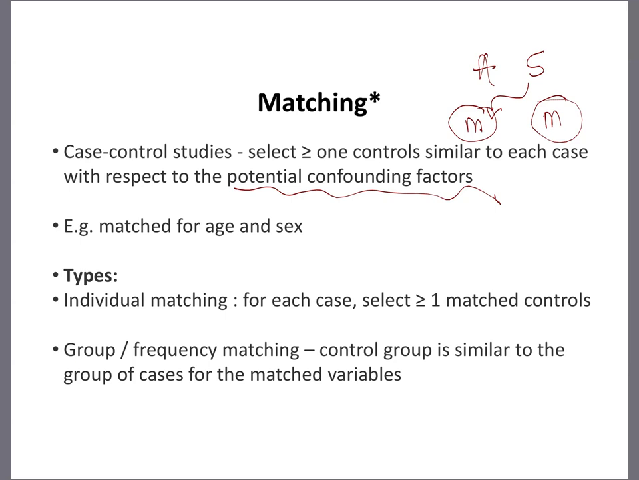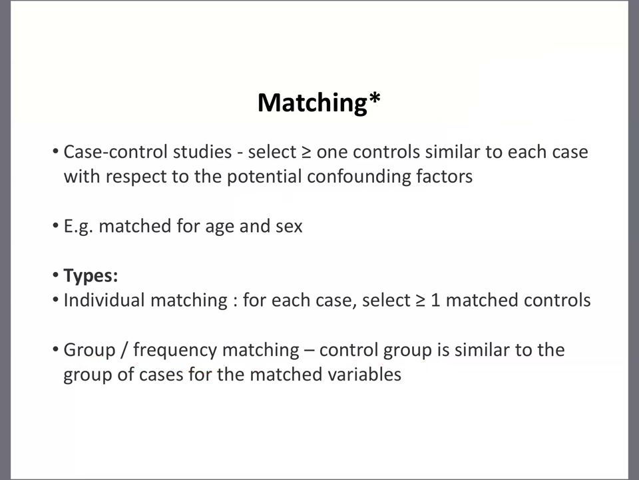You can also have group or frequency matching. So you have to first select your cases or your intervention group, study the distribution of the confounding variable, what are the proportions, and then you select your control group such that the distribution of the confounder is similar in your control group. This is frequency or group level matching. There are two ways you can do matching.